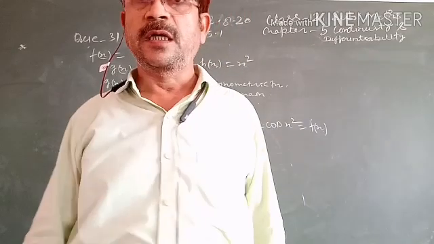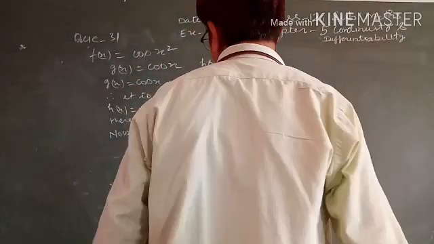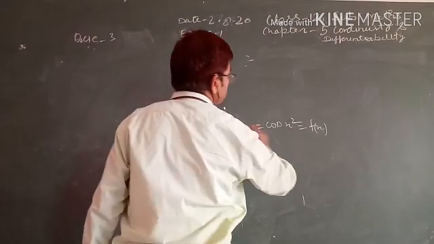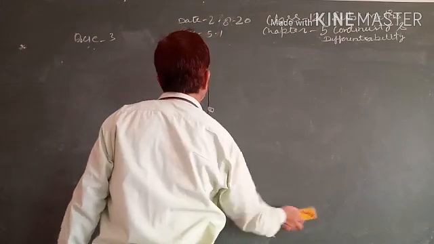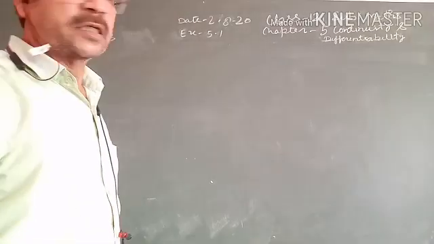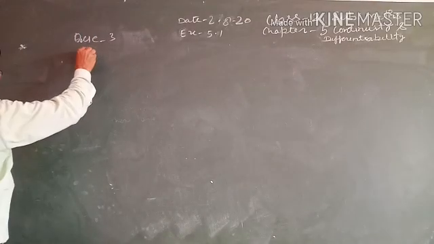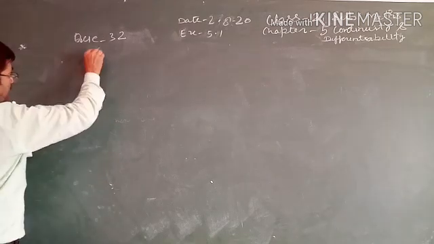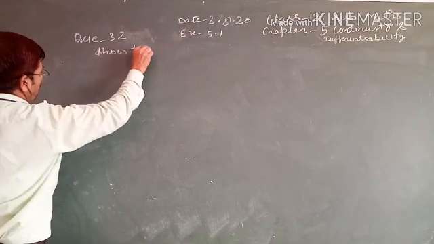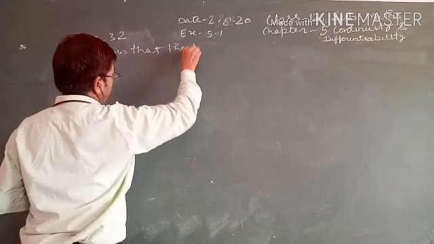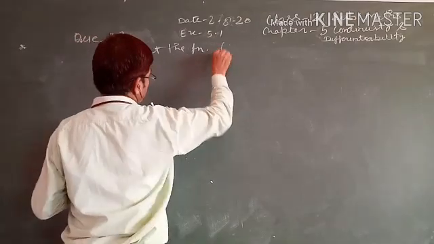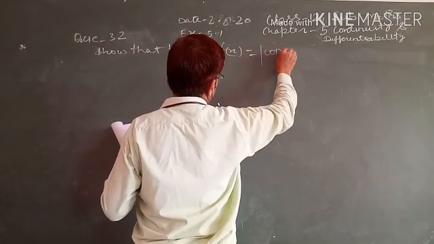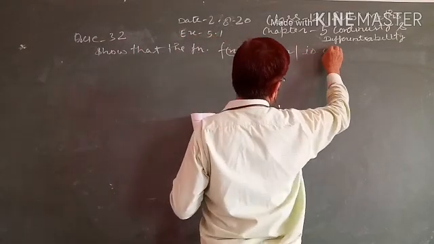Now the next question, 32. In this question, show that the function f(x) equal to mod cos x is a continuous function.